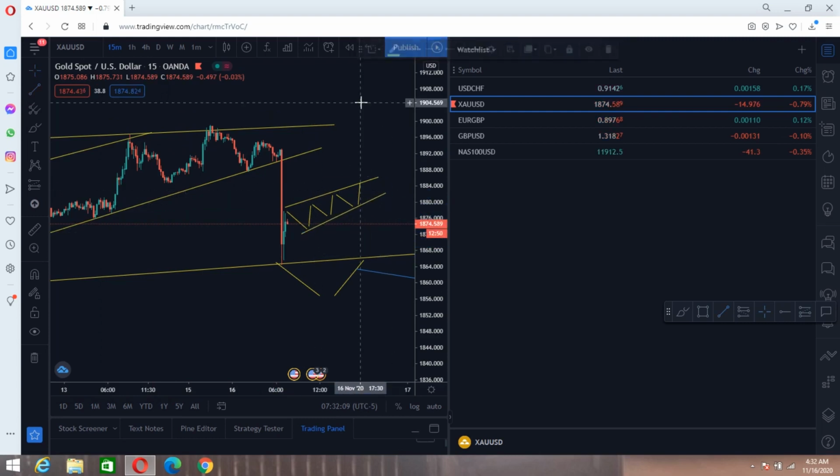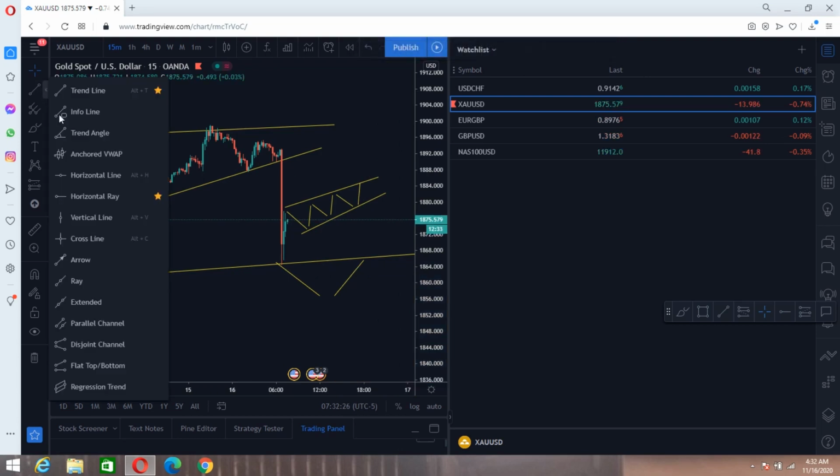This is what I'll be waiting for if it does that. But currently the momentum to the downside is heavy, so I don't think it can create a reversal pattern. But if it does, this is what I'll be waiting for.